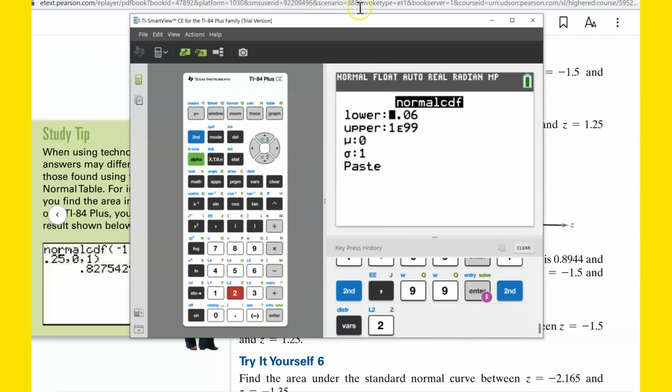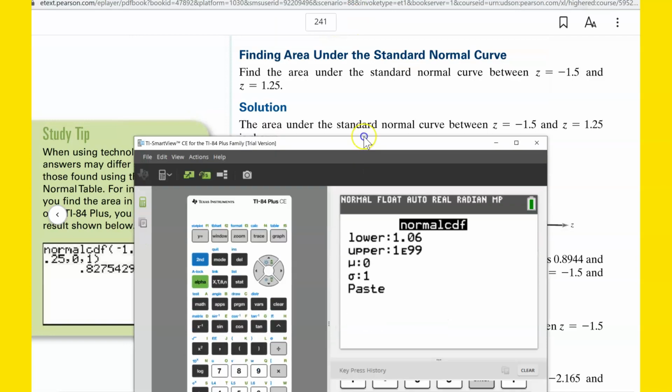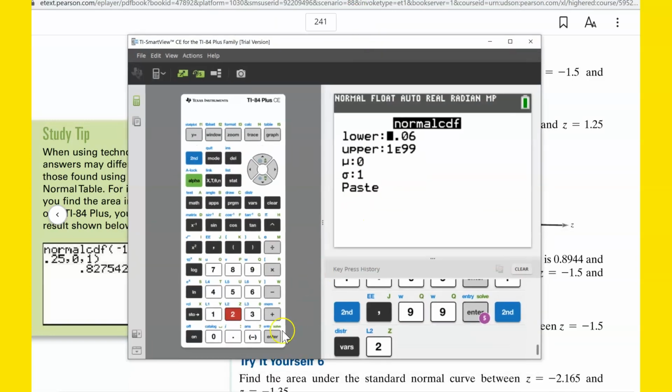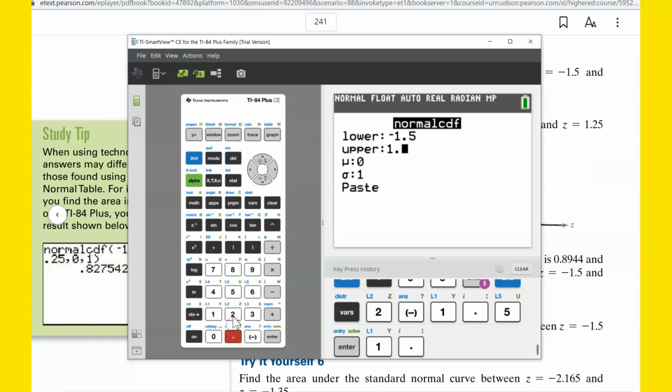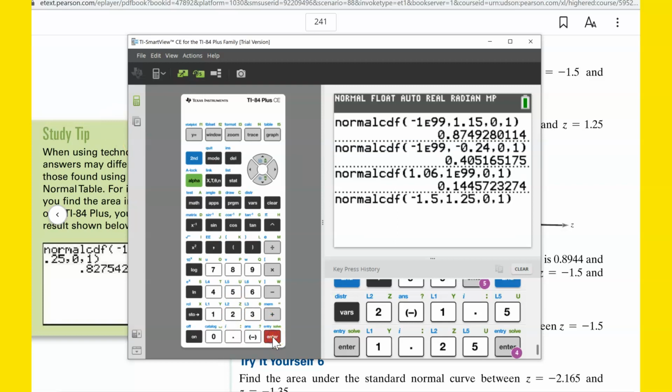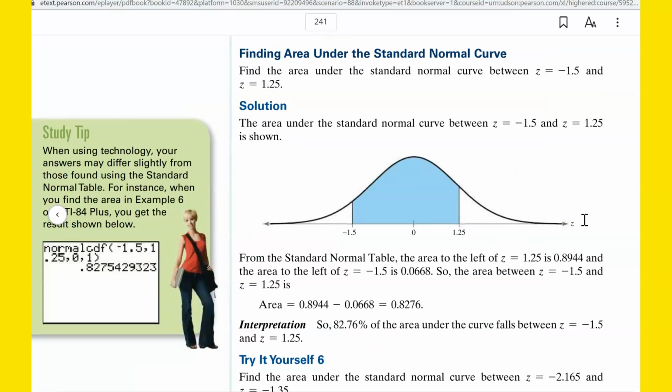This time the lower bound is negative 1.5, and the upper bound is 1.25, just like it told us. Mean and standard deviation are still 0 and 1 because we're still dealing with a standard normal distribution, and we get that about 83% of the data are between negative 1.5 and 1.25 z-scores. So 0.8275 if we want to get all of that in there.